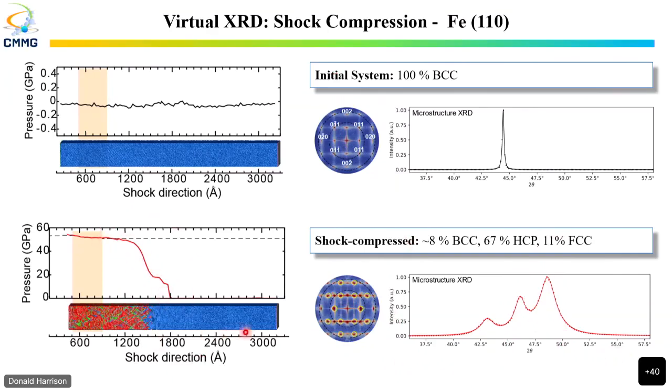In real time, we can section the system along the length of the sample, average the stress tensors, and plot that to get a pressure profile. So we know the stress state, and we can identify which peaks are contributing to which state. So this is shock compressed.